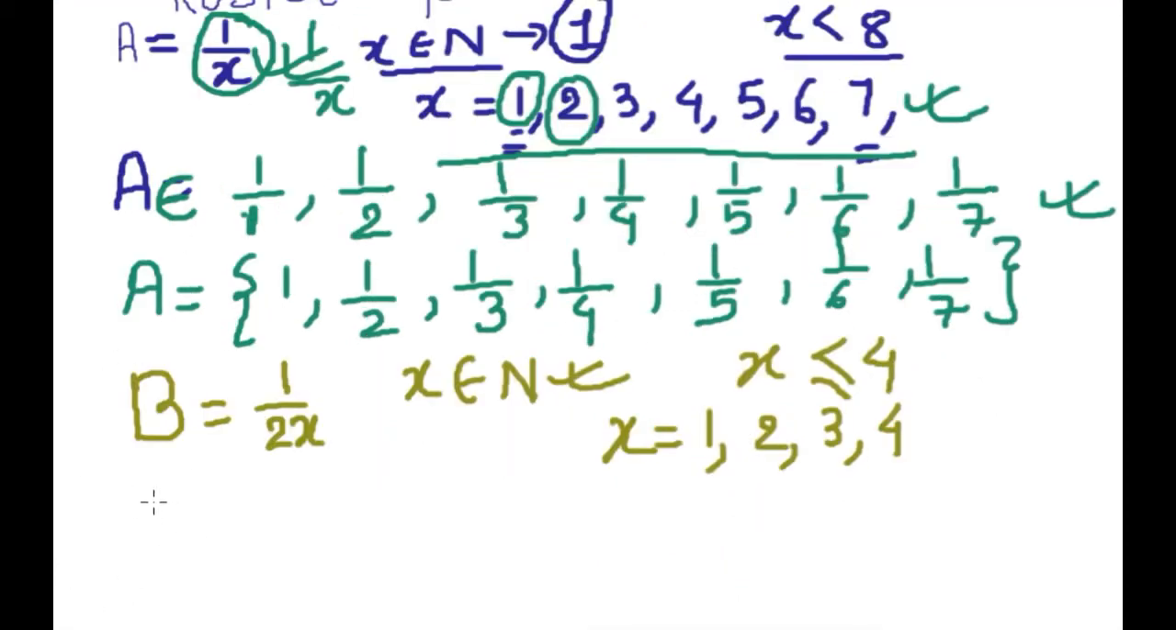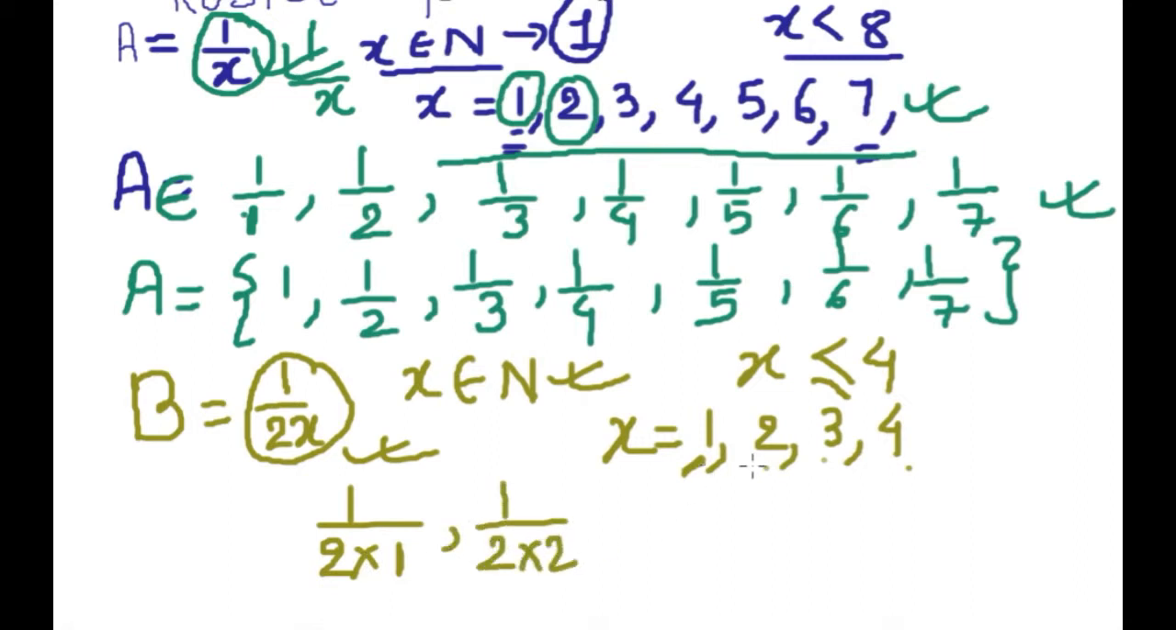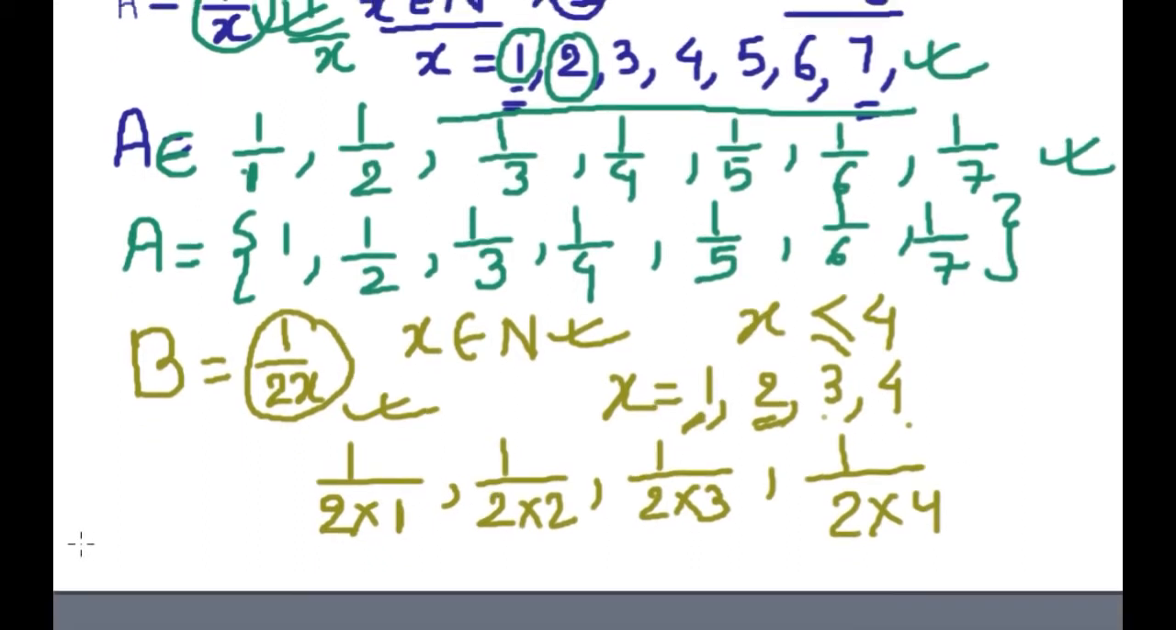Now we will write the elements of B. We will put the values of x, 1, 2, 3, 4, in this. So the first element will be 1 by 2 into 1, which is 1 by 2. Next 1 by 2 into 2, where the value of x is 2. Now 1 by 2 into 3 and 1 by 2 into 4. So here we have 1 by 2, 1 by 4, 1 by 6 and 1 by 8. These are the elements of B.